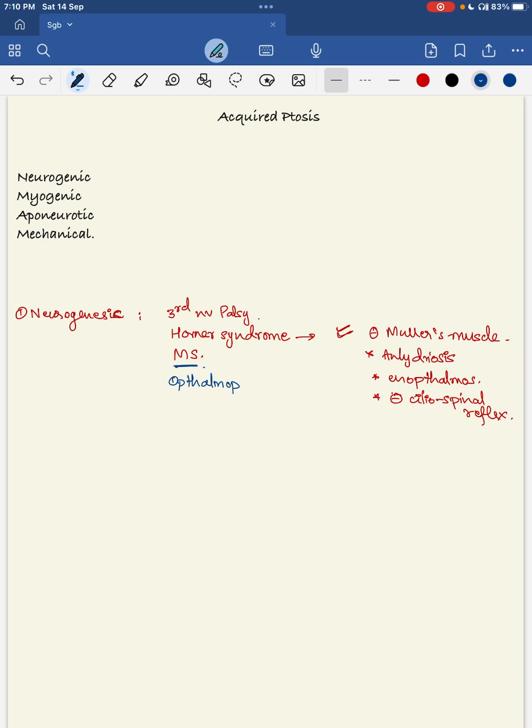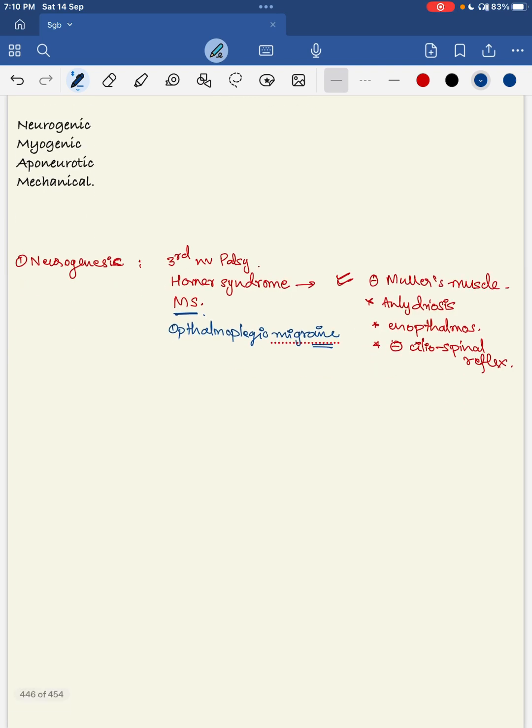Ophthalmoplegic migraine. This is a type of migraine where there is aura. Migraine without aura is classic; migraine with aura is non-classic. Here there is paralysis of extraocular muscles due to the migraine in itself. This is one more cause of neurogenic ptosis.